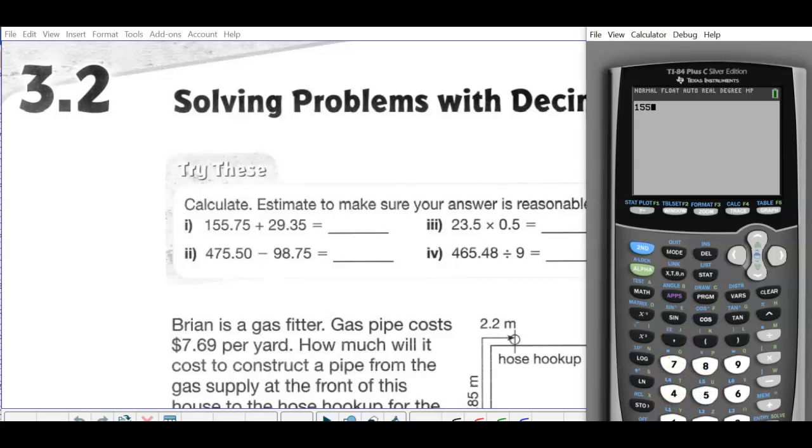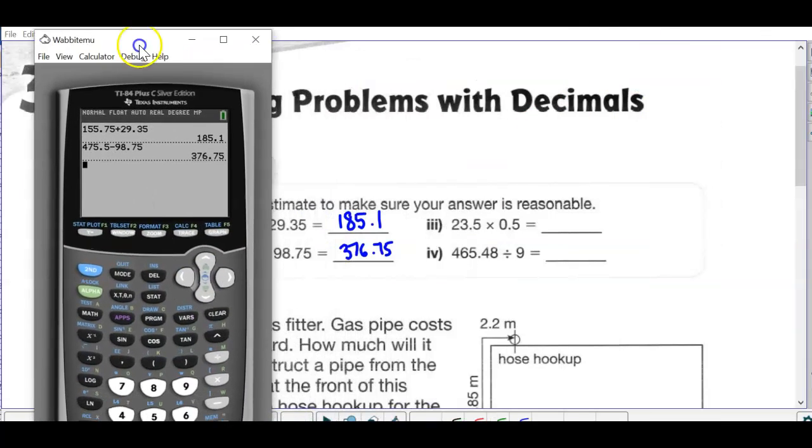So 155.75 plus 29.35, 185.1. We'll do the first two using our calculator and the second two without. So 475.5 minus 98.75 and 376.75. Let's look at the next one here.